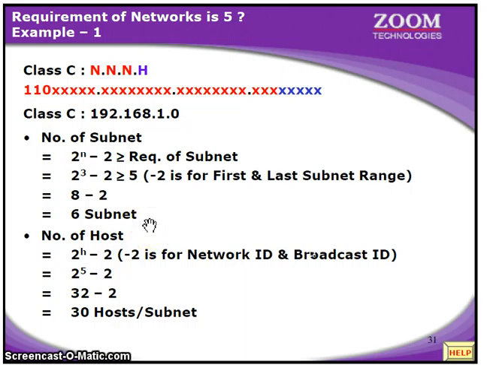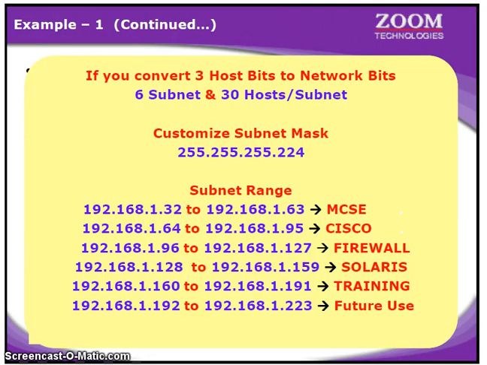So now we will calculate the number of hosts for the same given scenario. That is 2 raised to 5 minus 2, that is 32 minus 2, which gives us 30 hosts per subnet. So over here we will get 30 hosts for each network. Total number of networks is 5. So this is the customized subnet mask for the previous sum. Over here we convert 3 host bits to network bits, which in turn gives us 6 subnets and 30 hosts per subnet. So the range of the subnets is as given by the following IP addresses.